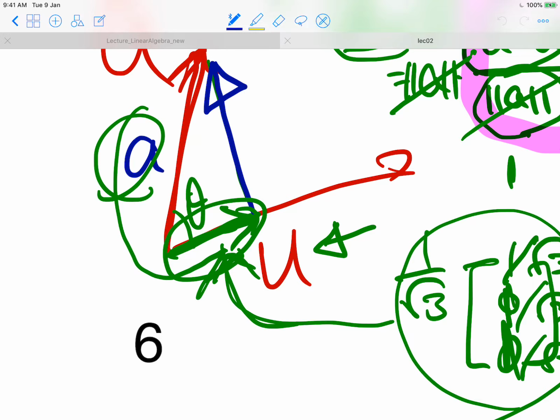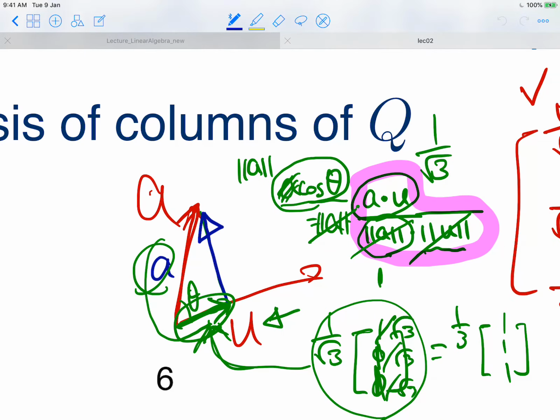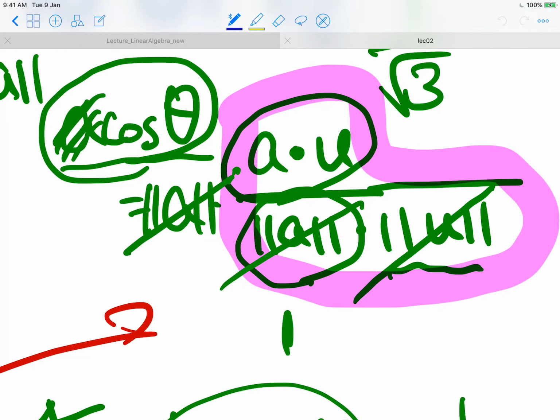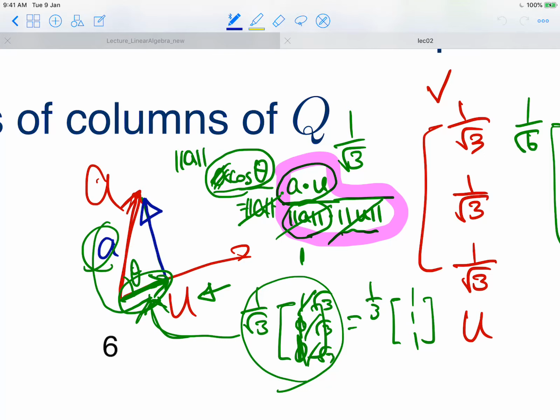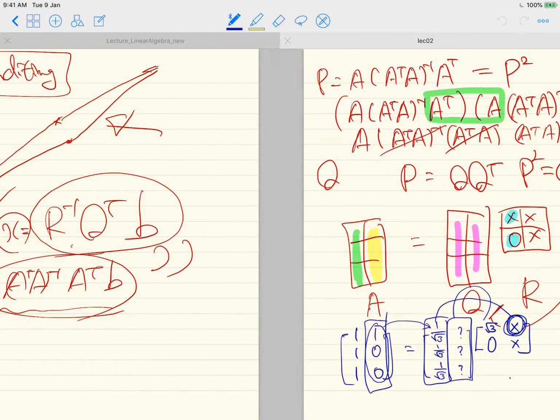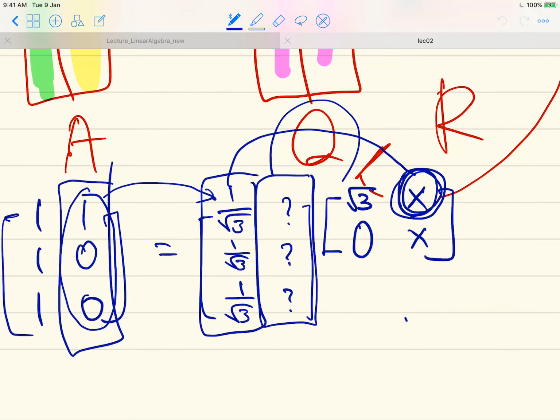This guy will be U times what? U times this guy, A inner product with U, right? So that inner product was what? Inner product is 1, right? Inner product is 1. So this value should be 1, right?